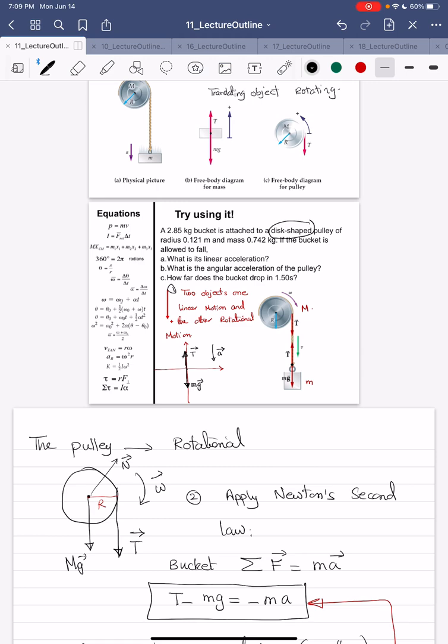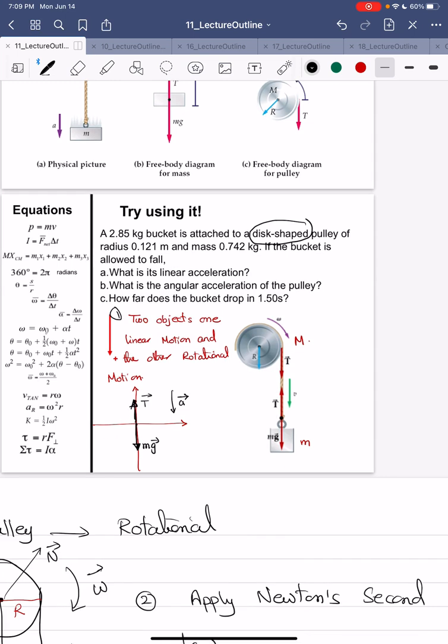Let's try this. Ignore this because I'm not using my positive downward. I'm using my x and y as always. I don't change it.